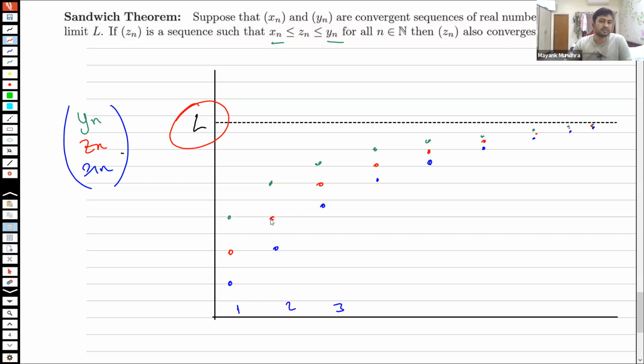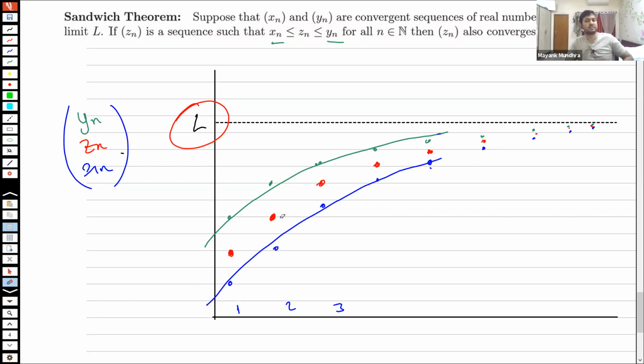So sometimes the sandwich theorem gets important. Why? Because suppose you cannot find the limit of the red sequence. So what you do is you build a green sequence and you build a blue sequence such that the red sequence is always between these two. And then you show that both the green and blue sequences are heading to the same limit. So that automatically proves that the red sequence also has to go to the same limit.